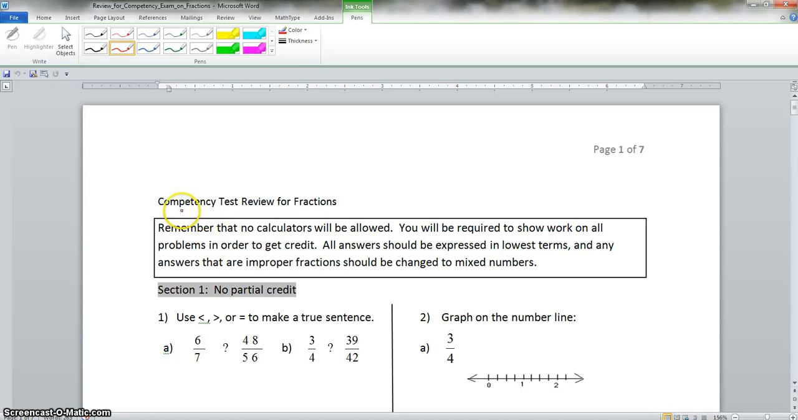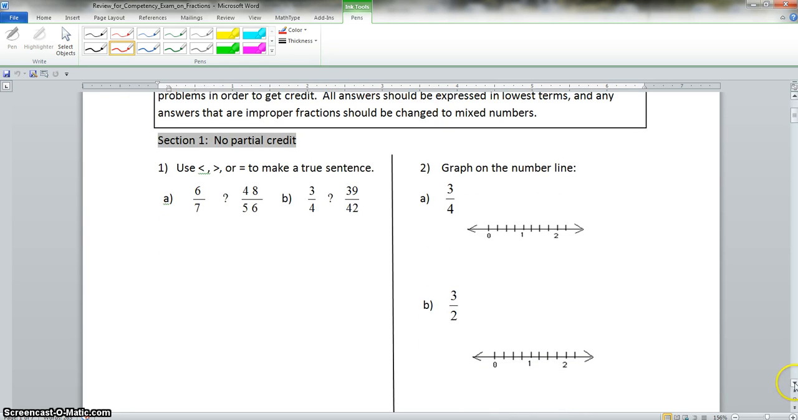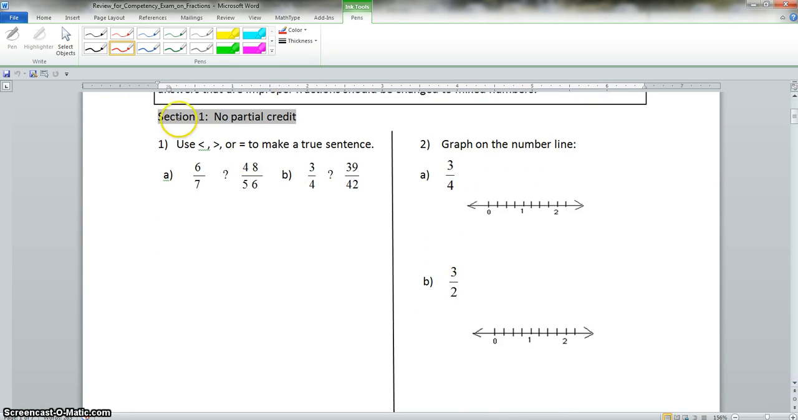Okay, class, we're about to go over the competency test review for fractions. Now, we went over this earlier in class. However, I would like to reiterate some points. Okay, first, number one, it says use less than, greater than, or equal to make a true sentence.